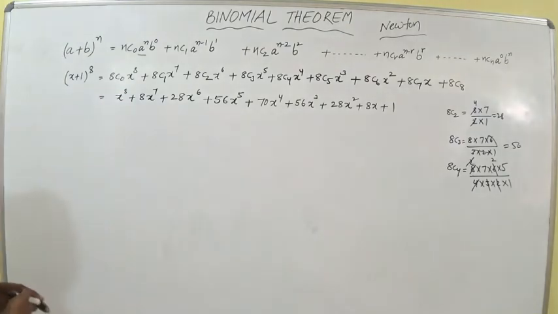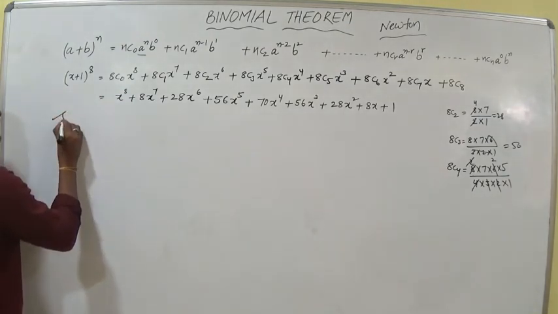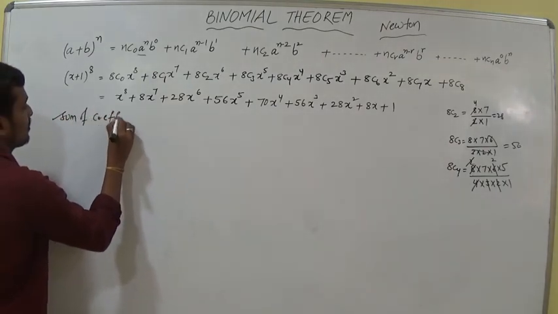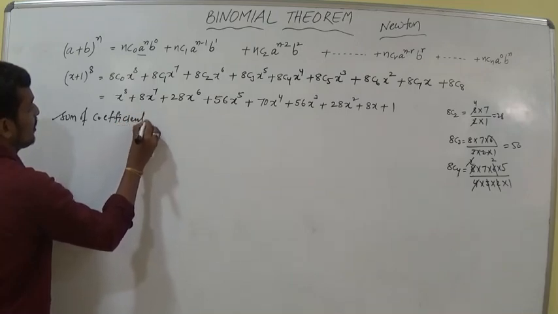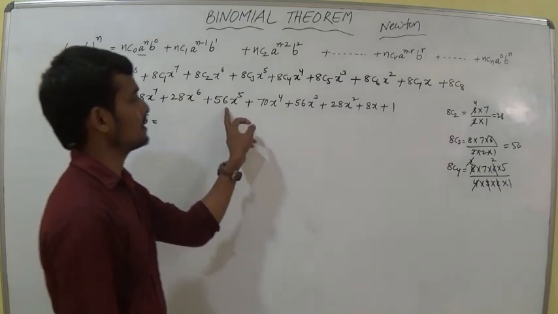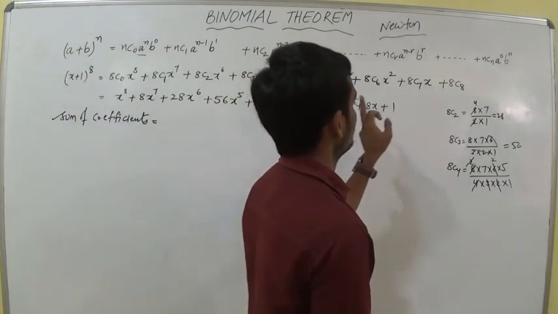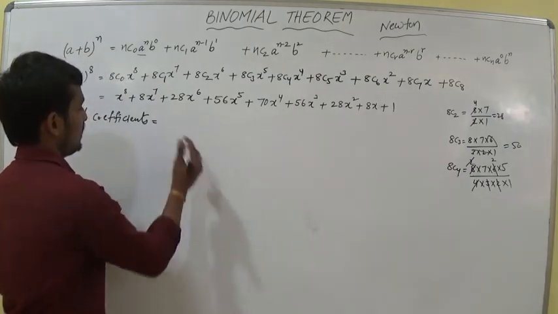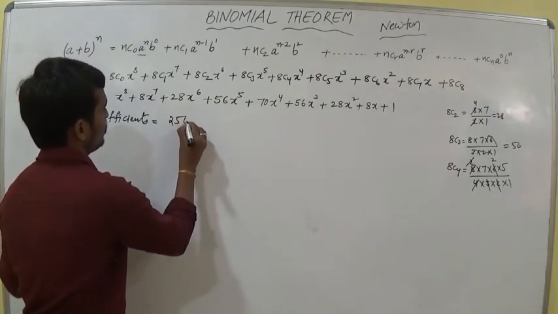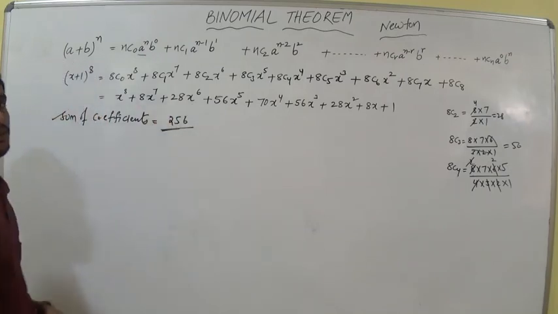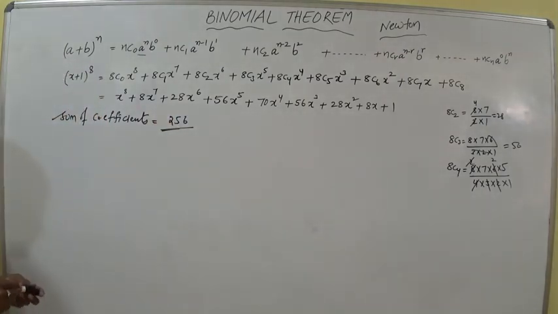So this is the answer. But they are asking the sum of the coefficients of the terms. Sum of the coefficients: 1, 8, 28, 56, 70, 56, 28, 8, 1. You have to add all these. We have to get 256. If we have any doubts, we can calculate.